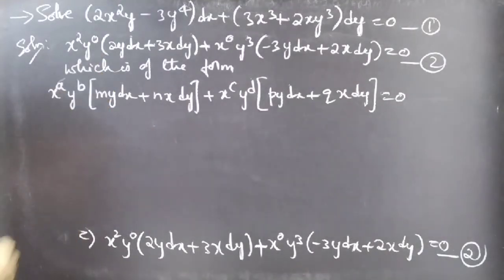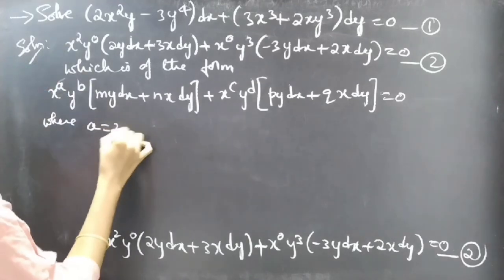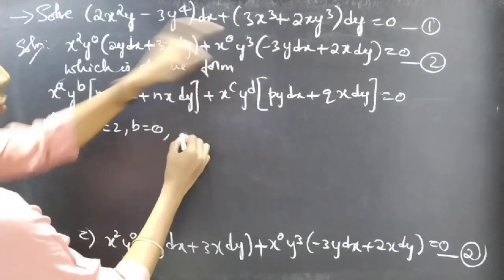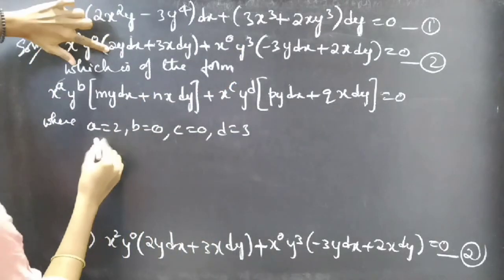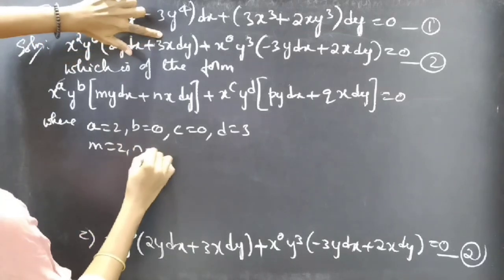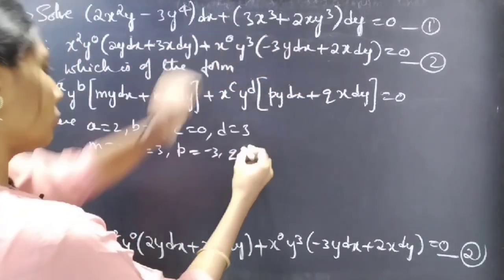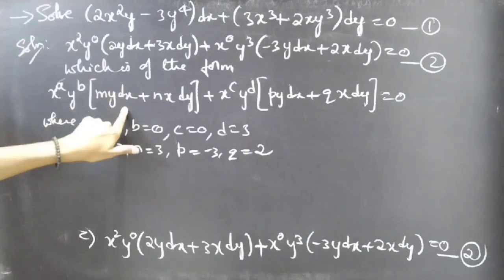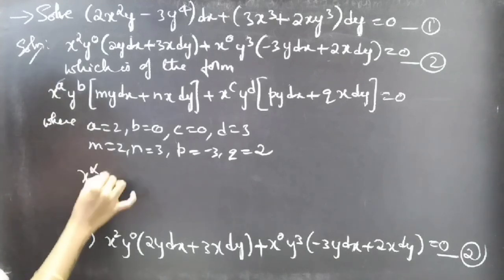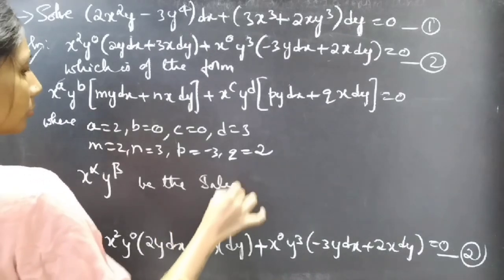Now by comparing these two, we'll get the values of unknowns, where a equal to 2, b equal to 0, c equal to 0, d equal to 3, and m equal to 2, n equal to 3, p equal to minus 3, q equal to 2, right? Since the given equation is written in this form, x power alpha y power beta will be the integrating factor.